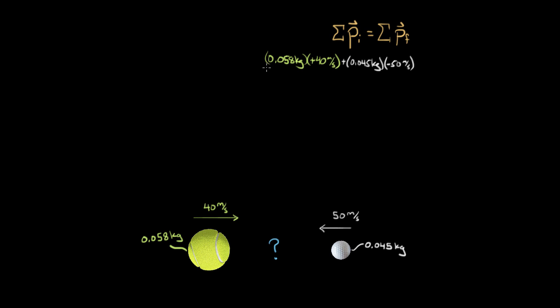So if this is the total initial momentum and momentum's conserved, this should equal the total final momentum. So the final momentum of the tennis ball is going to be 0.058 kilograms times V final of the tennis ball. I'm just going to call that VT for V of the tennis ball. Plus the final momentum of the golf ball is going to be plus 0.045 kilograms times the final velocity of the golf ball. I'm going to put VG for V of the golf ball, and this is going to be the velocity after the collision.